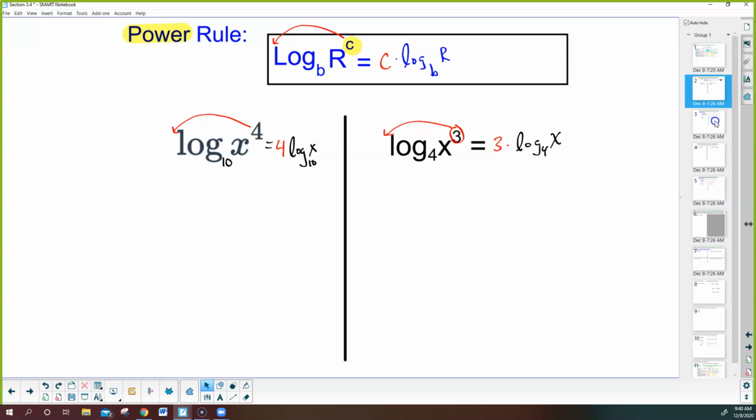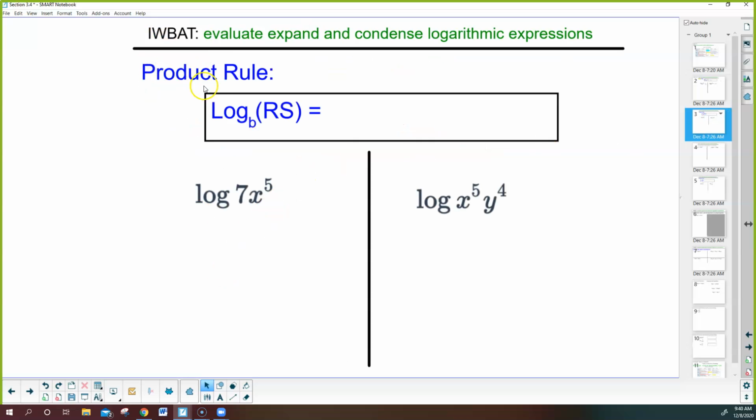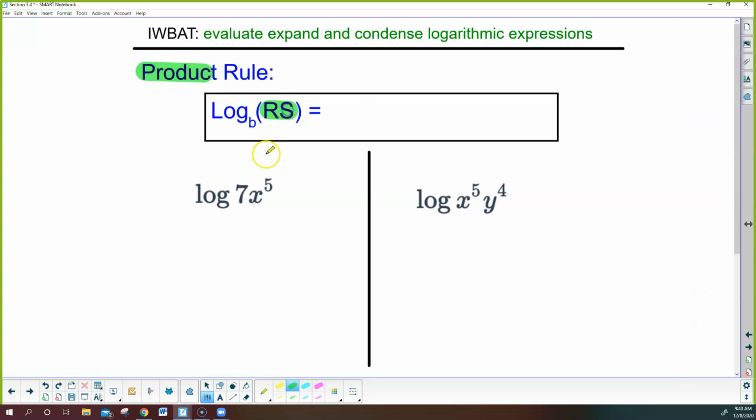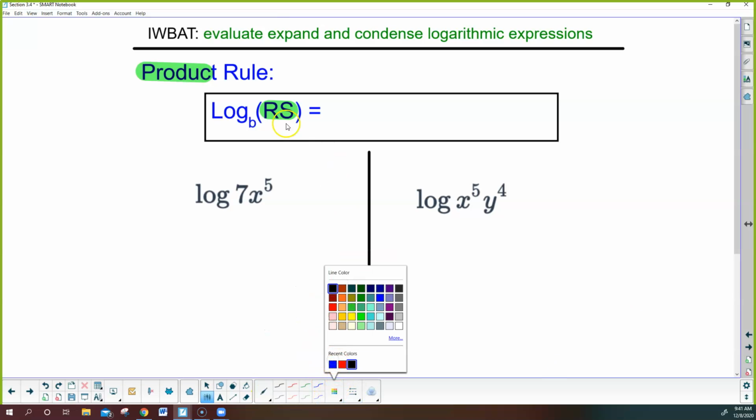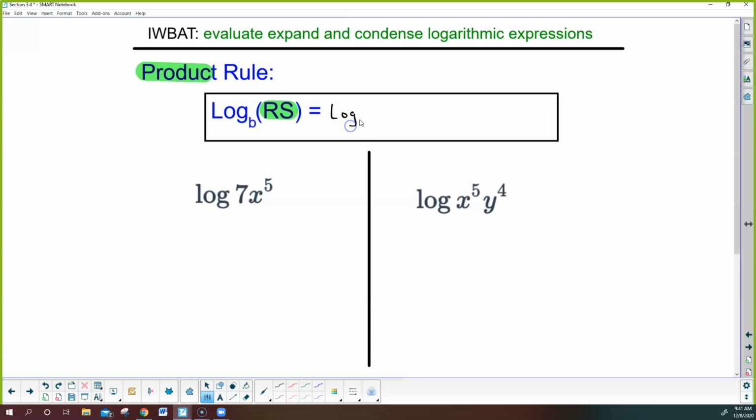All right, let's look at another rule. And we've got 3 rules today. This is the product rule, and hopefully when we think of the word product, you think of multiplying. So product is, we have r times s. Now, when that happens, you can actually rewrite the log as 2 separate logs. They're going to have the same base. So the base doesn't change, but it's the log of r with base b, and then the product actually turns into the sum of the 2 logs.